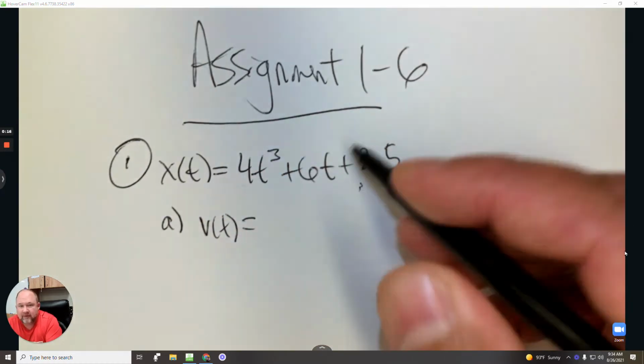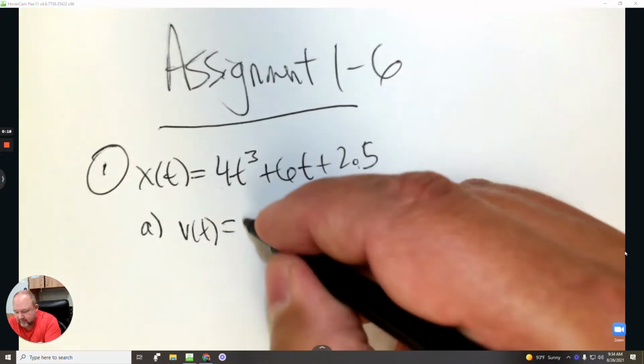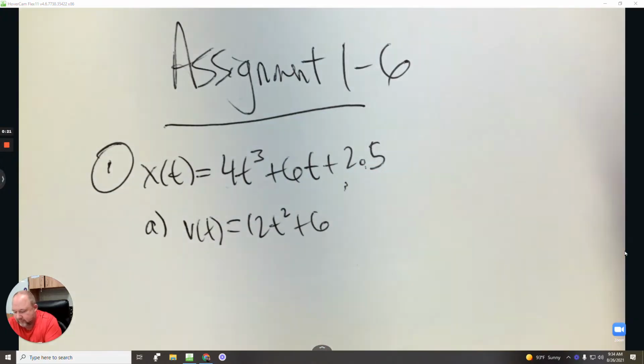So how do we find velocity? Take the derivative of the position. That's 12t squared plus 6.